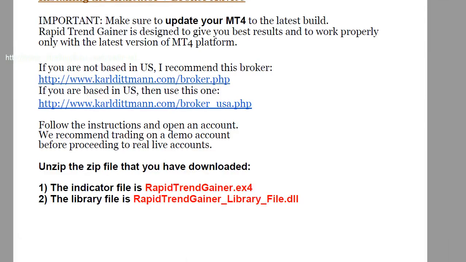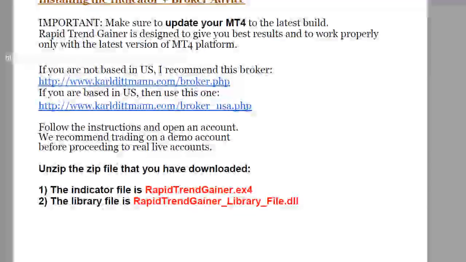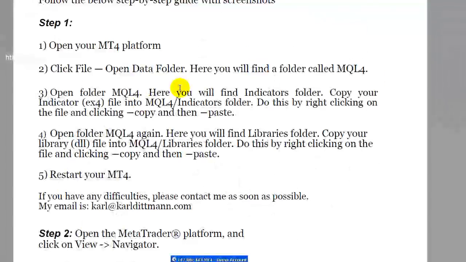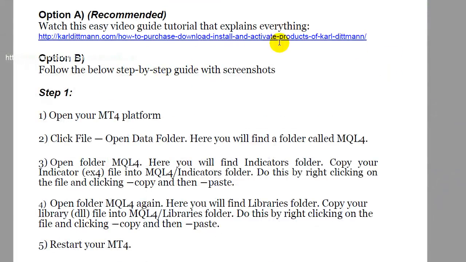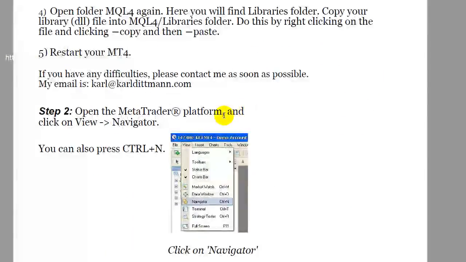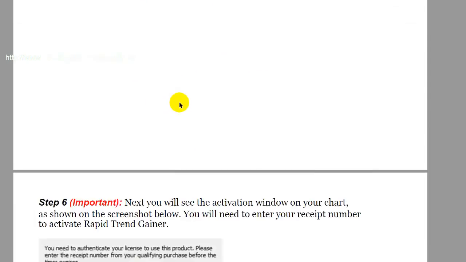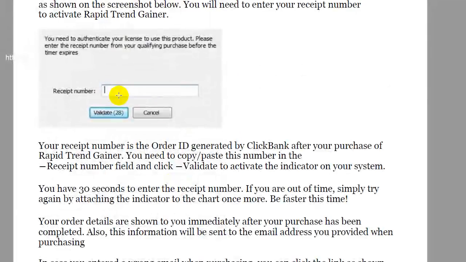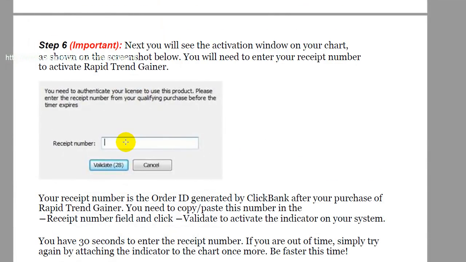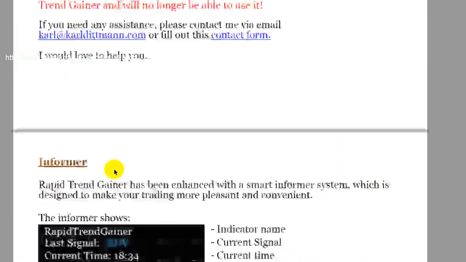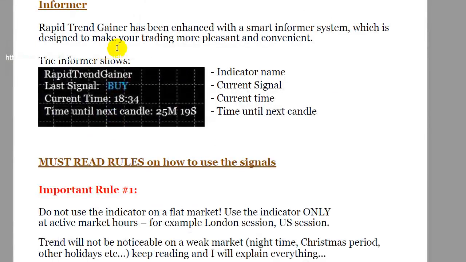First of all, it's very easy to install if you have MetaTrader, which you need. Mine's already installed. Just follow the instructions here. There's also a link that you can watch. I'm going to scroll through this pretty quickly. Obviously, make sure this is enabled. You need your receipt number. If you enter your receipt number, it will be valid. If you return it, it no longer works. Okay, that's simple.